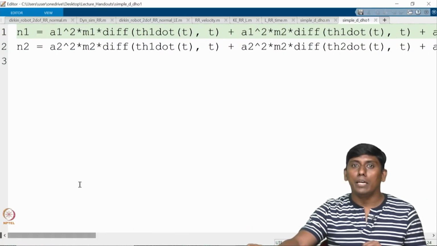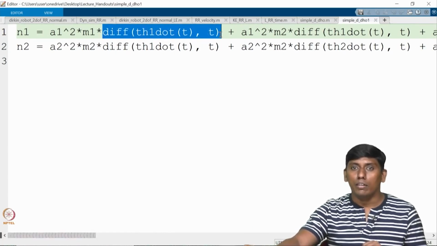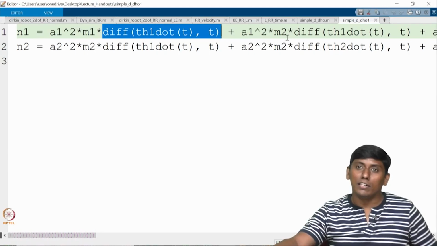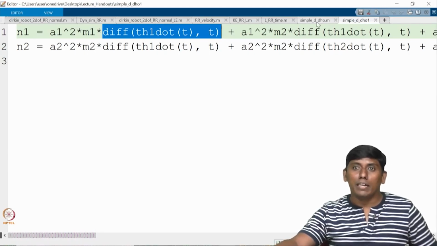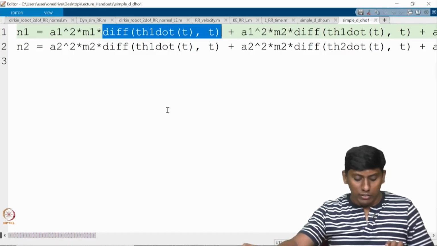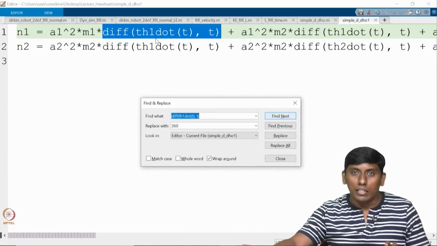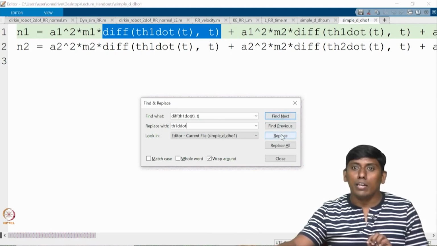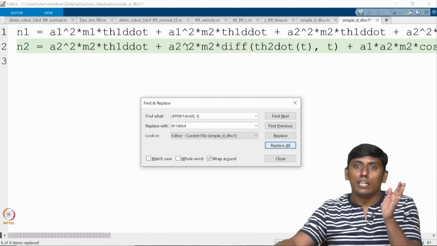So this you have to copy and replace this theta 1 differentiation as theta 1 double dot, and differentiation of theta 1 of t comma t as theta 1 dot, like that you have to modify. So you can see here all these variations and modifications you have to do. So when I copy this and modify, for example, if I use control F, this theta 1 dot differentiation I can write as theta 1 double dot. Then I can replace everything, so that would make.